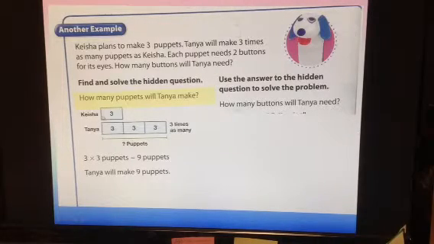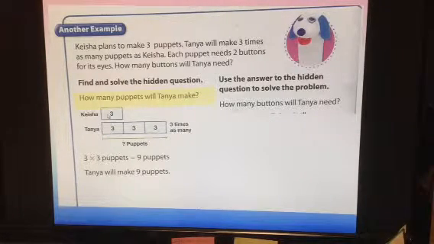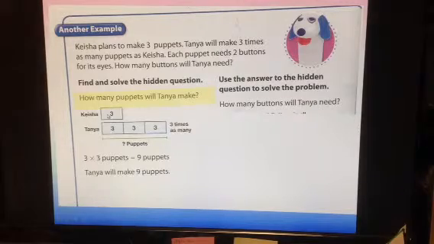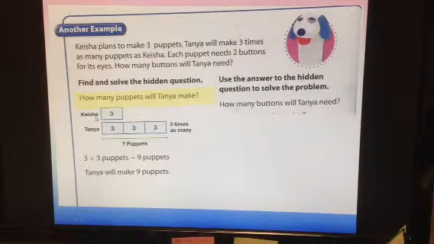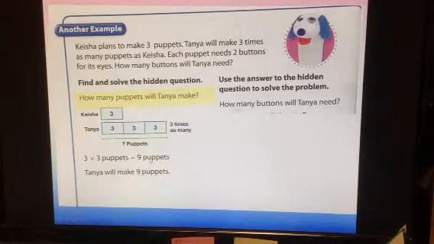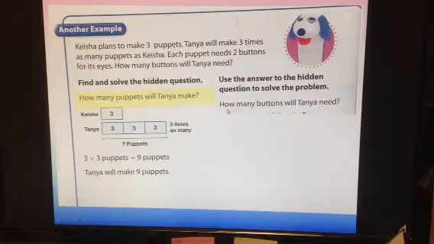It says that Keisha makes 3 puppets, so there's Keisha and her 3 puppets. It says Tanya will make 3 times as many puppets as Keisha. So there's Tanya. 1 group of 3 puppets, a second group of 3 puppets, and a third group of 3 puppets is 3 times as many puppets as Keisha. 3 plus 3 plus 3, also known as 3 times 3, is 9. Tanya will make 9 puppets. But I'm not done yet. I still need to know how many buttons Tanya will need.